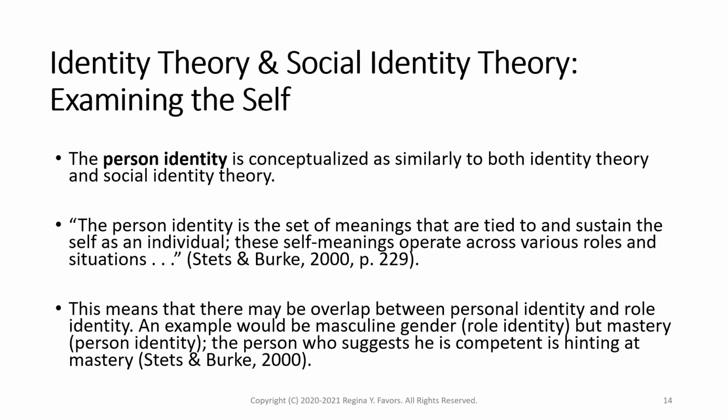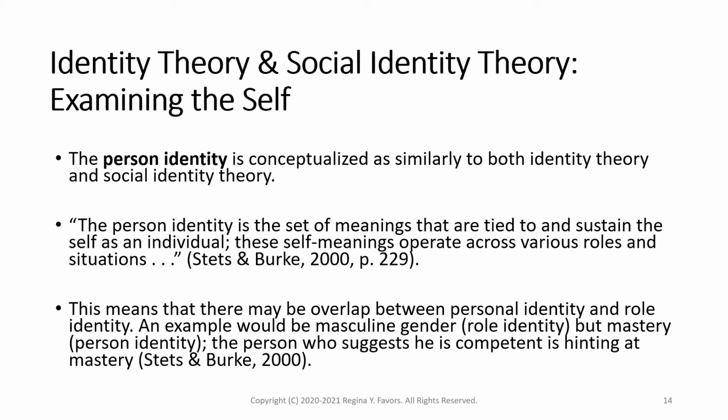The person identity. So remember, we were discussing the social identity and then the role identity. Now we're going to get into the person identity. And remember the parliamentarian as I go through this. The person identity is conceptualized similarly to both identity theory and social identity theory. The person identity is the set of meanings that are tied to and sustain the self as an individual. These self meanings operate across various roles and situations. This means that there may be overlap between personal identity and role identity.